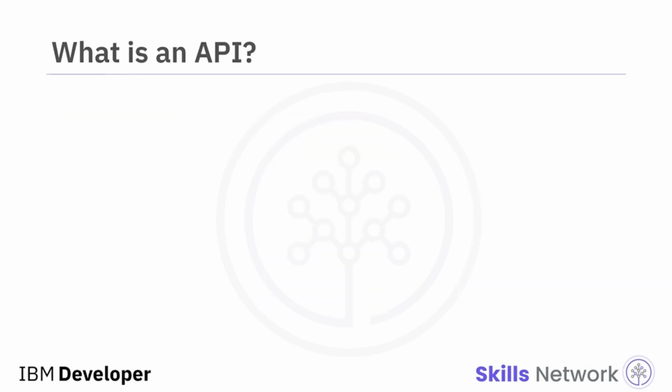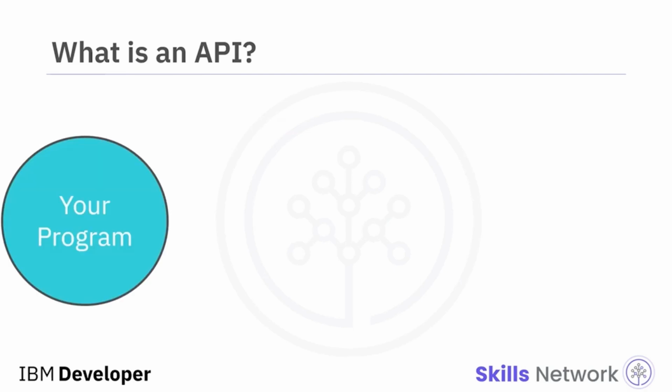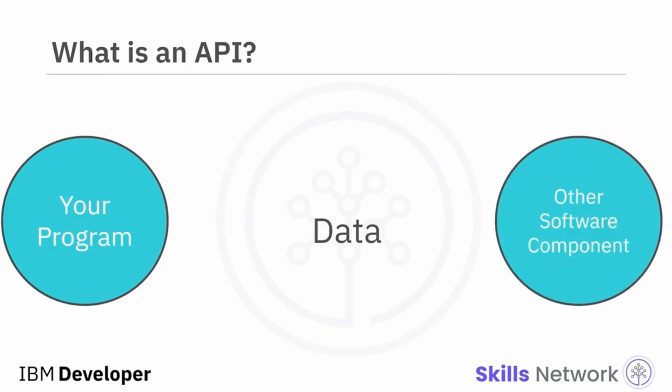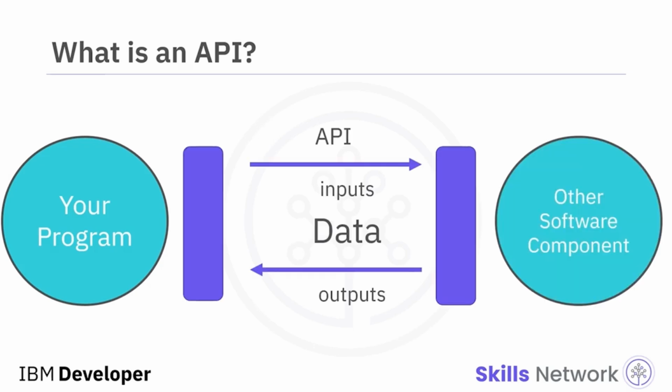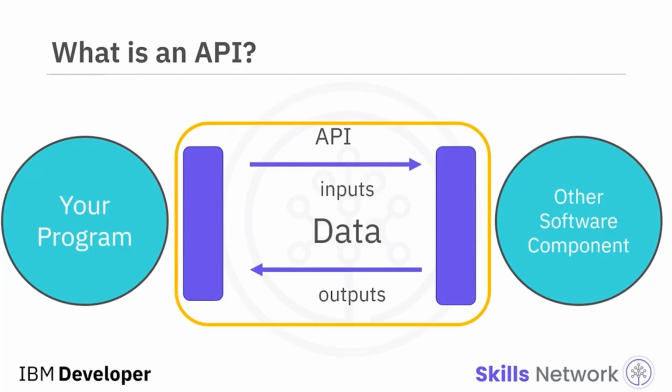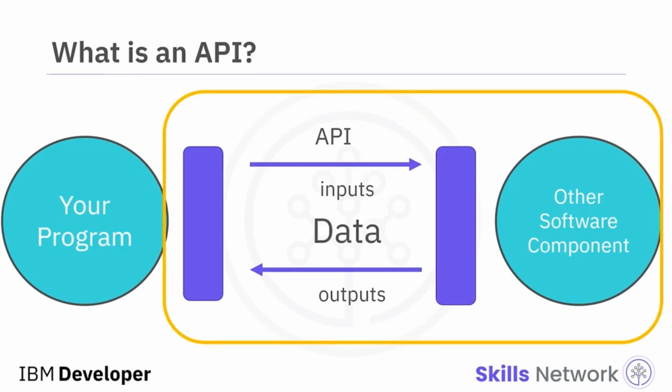An application programming interface, or API, allows communication between two pieces of software. For example, in a program, you have some data and other software components. You use the API to communicate using inputs and outputs without knowing what happens at the back end. The API only refers to the interface. It is the part of the library you see while it contains all the program components.